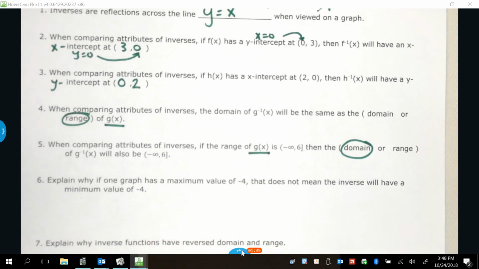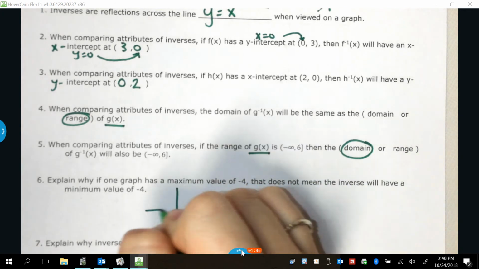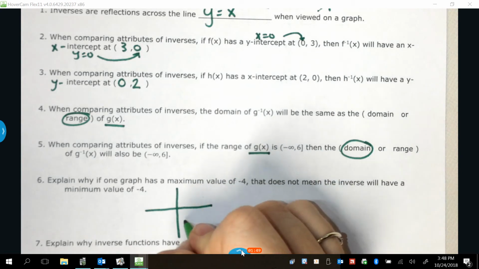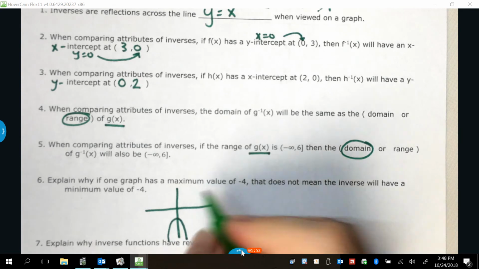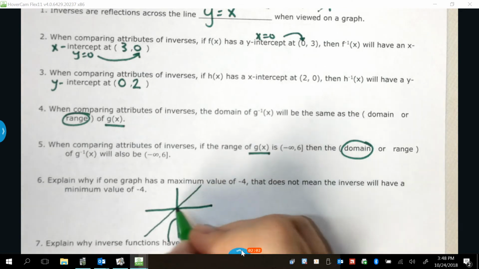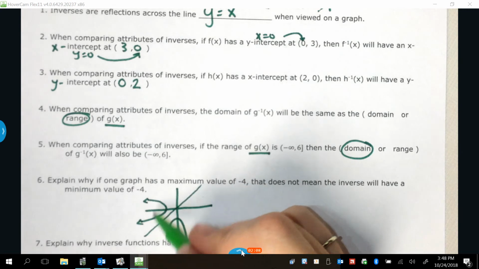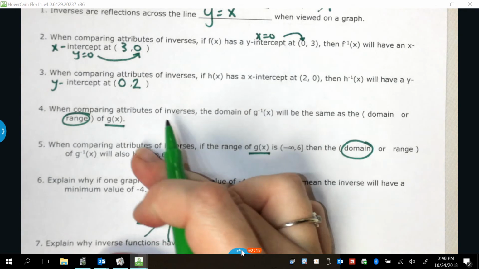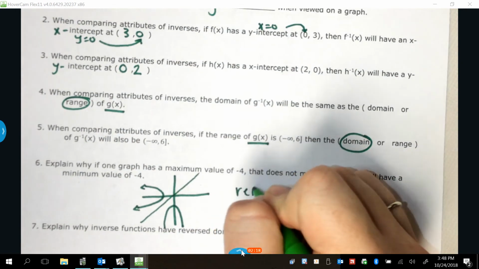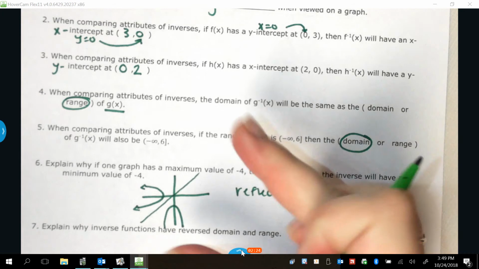explain why if one graph has a maximum value of negative 4, that does not mean the inverse will have a minimum value of negative 4. So pay attention. If I draw a graph with a maximum of negative 4, that would be somewhere here, so that would be like this. Well, if I reflect that over this, it's going to look like this. So this graph doesn't even have a maximum or minimum, okay? Because it goes up forever and down forever. It's going to keep getting wider forever. So that's why, because it reflects diagonally, okay, not vertically up and down.